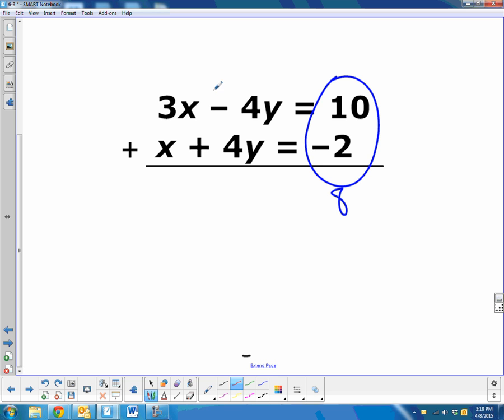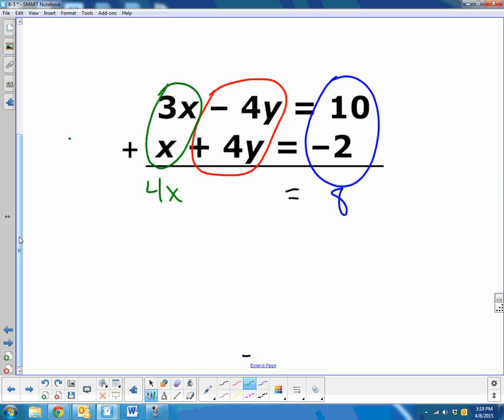Then we've got negative 4y plus 4y. So the y's are lined up, because just like the tens place would be lined up, or the hundreds place would be lined up, we've got the y's lined up, we've got the x's lined up. So negative 4y's plus 4y's, 0y's. And 0 is nothing, really, so I'm not going to put anything there. You could write 0y's, but I'm going to leave it alone. And then we've got the x's. So I've got a 3x plus an x. That gives me 4 x's.